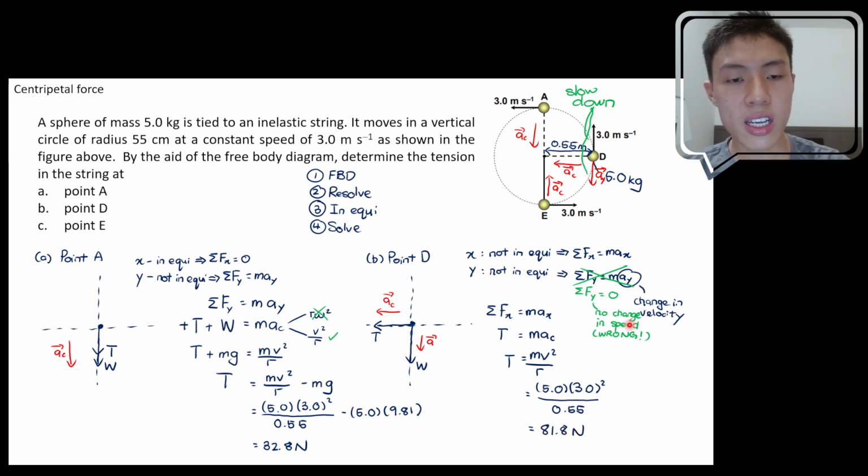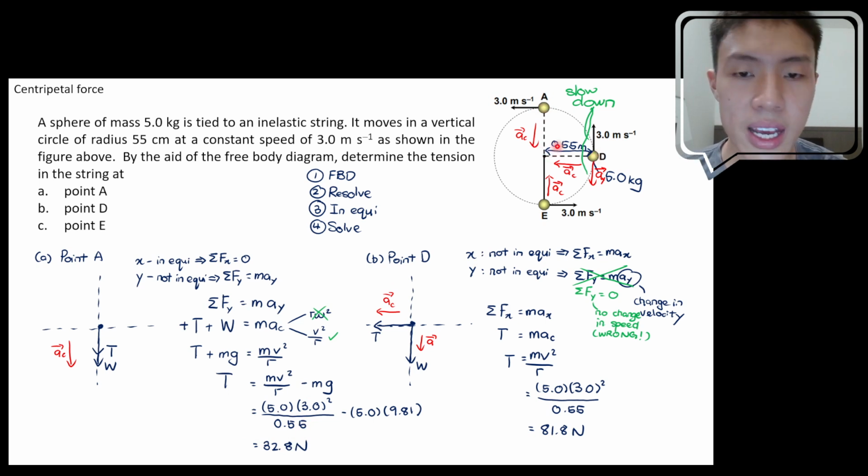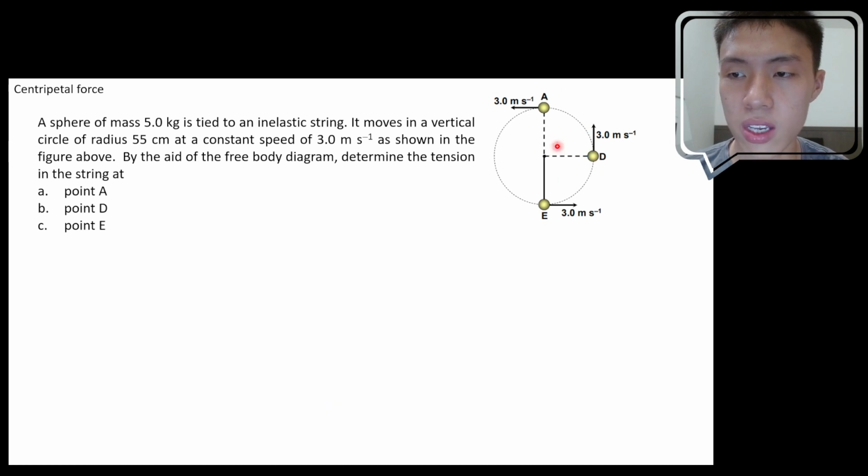Okay, so you see that you need a greater tension to pull onto the sphere when the sphere is at point D. Okay, you need a greater pull compared to previously when the sphere is at the top. At the top, you don't need that much pull, but when you're at point D, you need a stronger pull. Okay, let's move on to question C, point E.